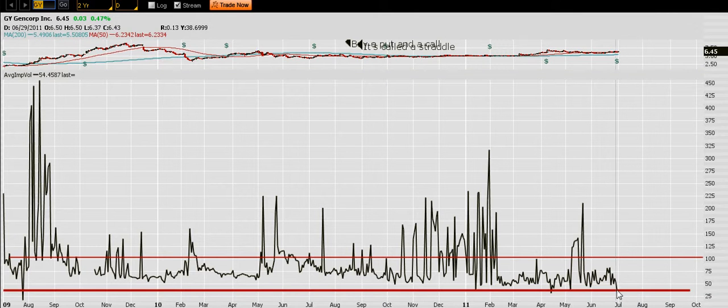Alright, Cliffs. Historical lows in option implied volatility usually means that people are falling asleep, usually means that a big move's about to happen.